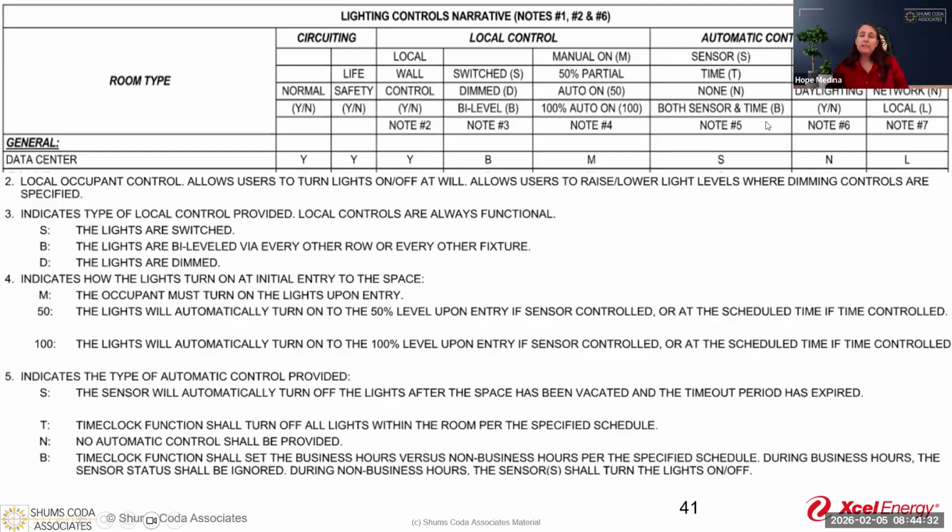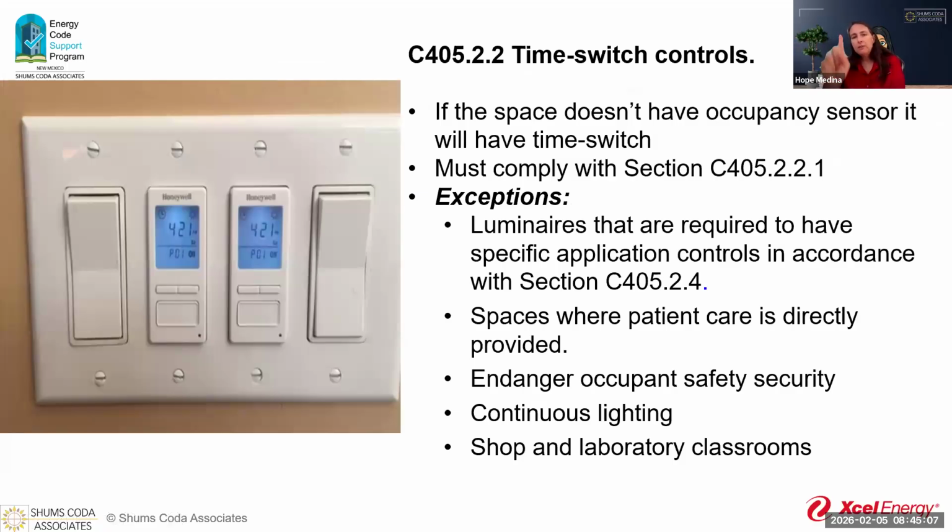The automatic control gives me an S that says it's on a sensor, and it would say note 5. So the sensor will automatically turn off the lights after the space has been vacated and the timeout period has expired. So this lighting control narrative from a set of plans, a true-life set of plans, and the notes associated with it let me know that it's meeting a lot of the criteria that was listed as far as that occupancy sensor.